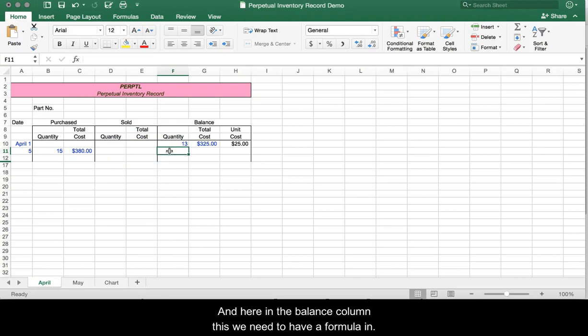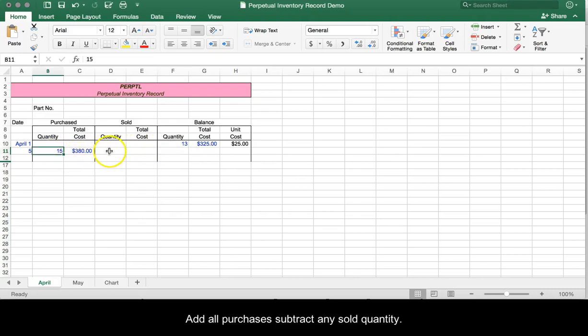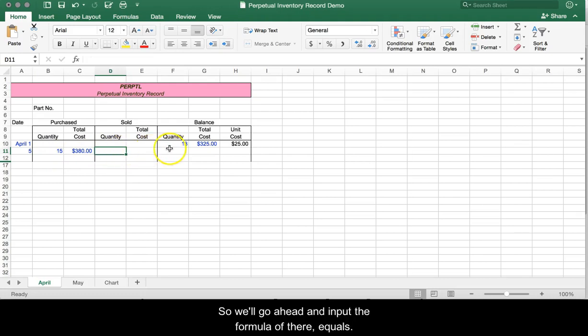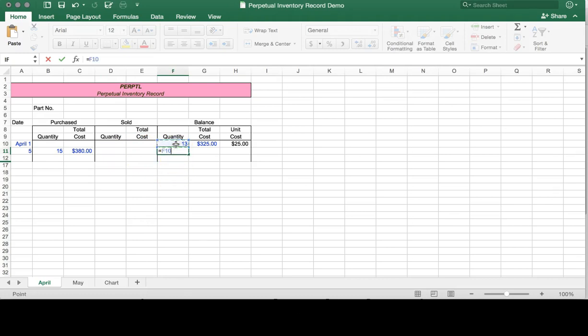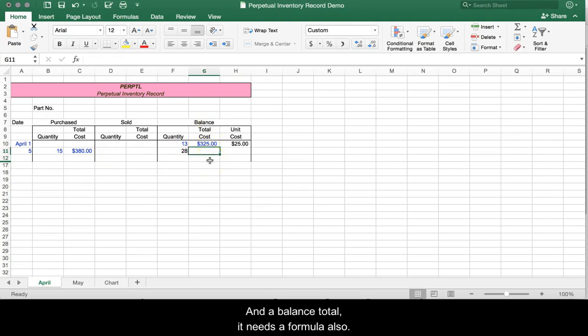And here in the balance column, this will need to have a formula in it. For the quantity balance, we need the quantity balance from previous on-hand amount, add all our purchases, subtract any sold quantity. So we'll go ahead and input the formula there. Equals previous balance plus purchase quantity minus any sold quantity, which is in this case nothing. And it's 28 units.